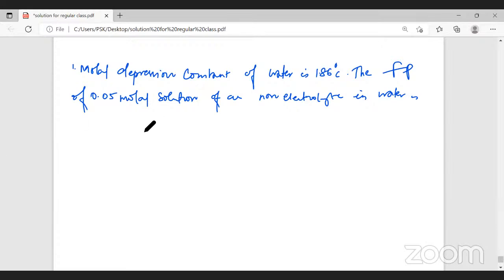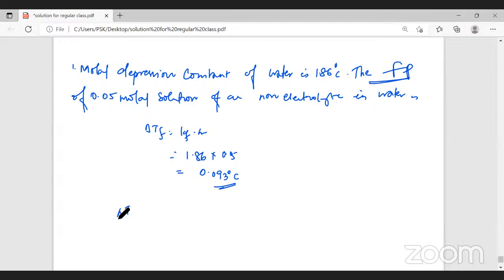What's the formula? We know that delta TF is equal to KF into molality. So what is KF? They've given this 1.86. And what is the molality? They've given 0.05. So that will be equal to 0.093 degrees Celsius. What is it that they're asking? They're asking for the freezing point.